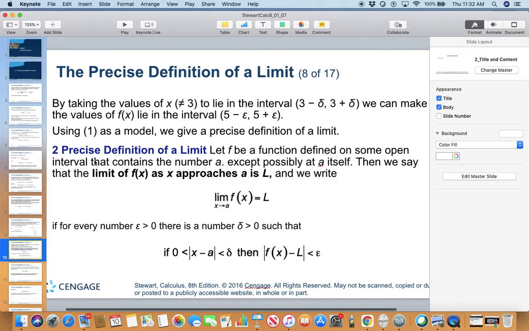So now with that understanding, we'll come to the precise definition of a limit. Okay. We'll continue in our next video.